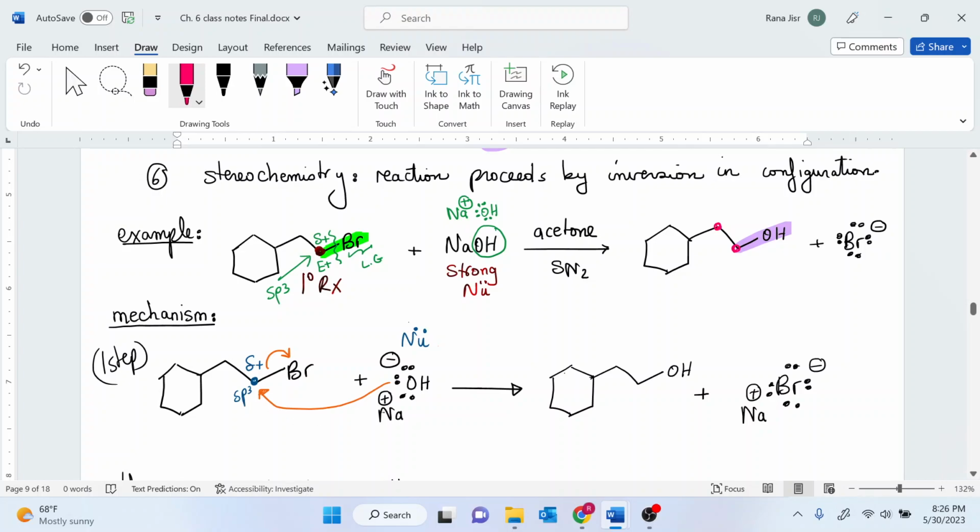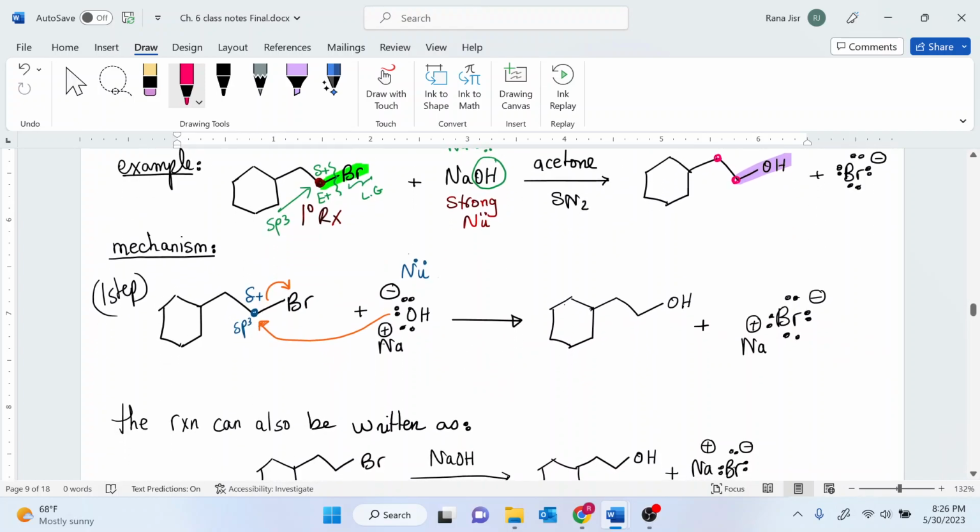Mechanism. So see how I am drawing the mechanism here? When I ask you to draw the mechanism, I want you to show the flow of electrons. This means that you would need to show arrows. You would need to show that bonds are forming and bonds are breaking. So always you start your arrow from your nucleophile towards your electrophile. So this is your electrophile. This is what needs electrons. So you start from the nucleophile to the electrophile.